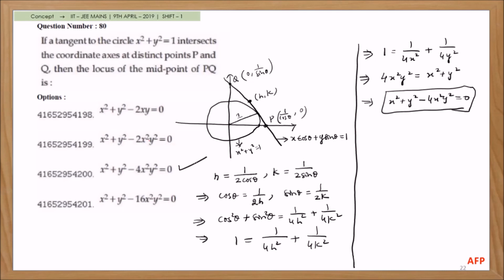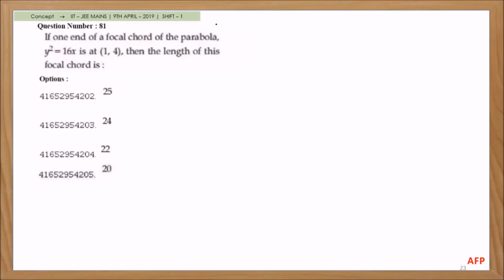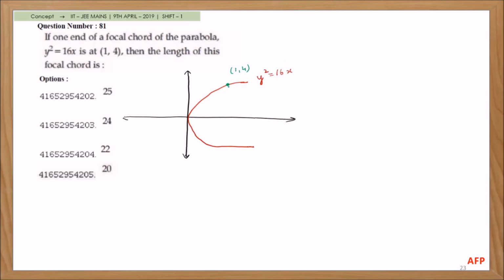Third option it follows. Next question: if one end of the focal chord of a parabola y square is equal to 16x is at (1, 4), then the length of this focal chord. Okay, so let us draw the diagram. This is the parabola we are having. This parabola is y square equals 16x. One point of the focal chord is given. So you can join like this, it passes through the focus. This length we are supposed to find.